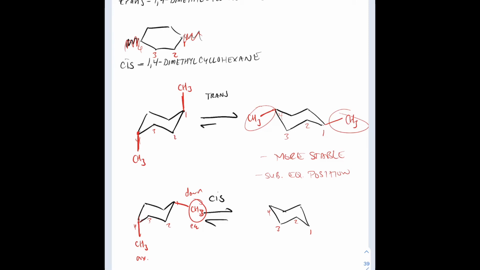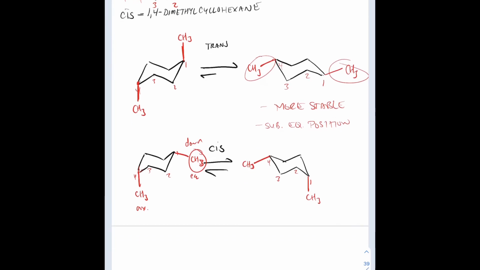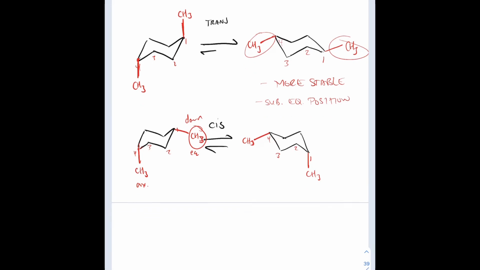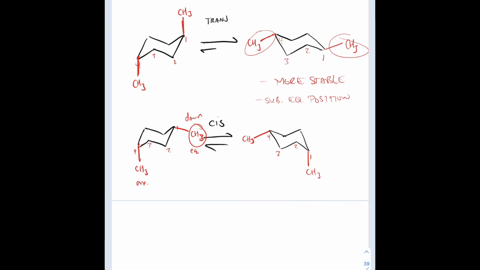So what is that going to look like after the chair flip? Well, let's take a look at number 1. That is a down C, and it is a down methyl on the left, so it needs to remain down. So now that's axial. And at the 4 position, I'm sorry, this is now an up C, and we have a downward facing substituent, so it needs to be equatorial now. Cool. So now we have an equatorial and an axial methyl group. So which one do you think is more stable?